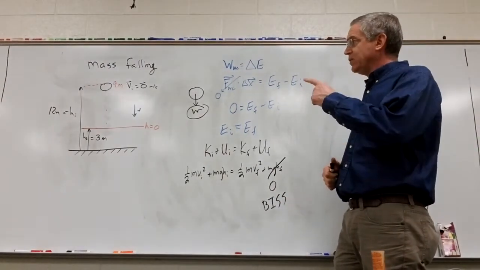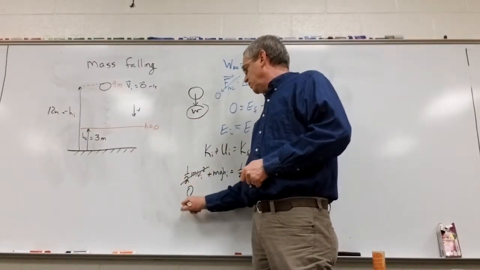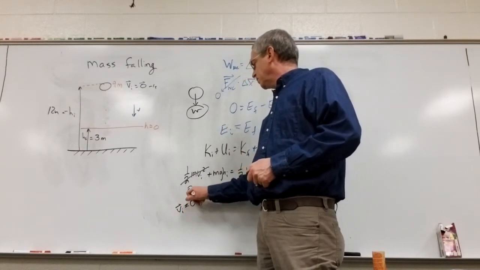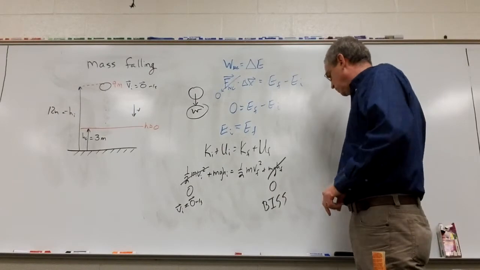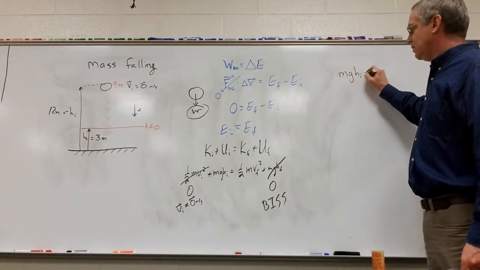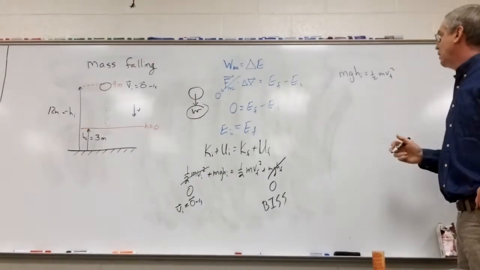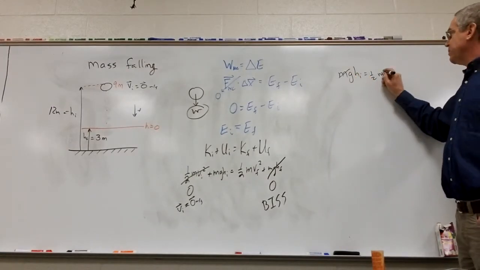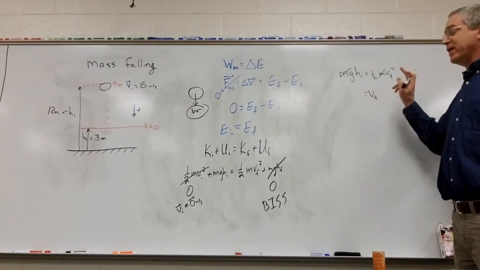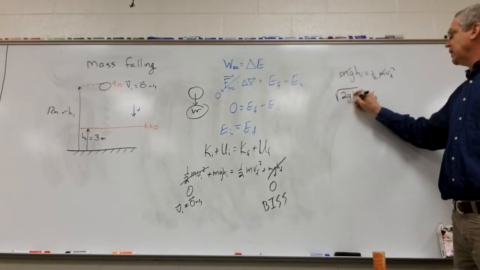Now, my initial velocity is 0 because that's given in the problem. So that's 0 meters per second. And so my formula has now been reduced to a very simple mgh initial equals 1/2 mv final squared. Mass cancels out because it's a common factor. And so v final, that's the final speed, is going to be equal to the square root of 2gh initial.